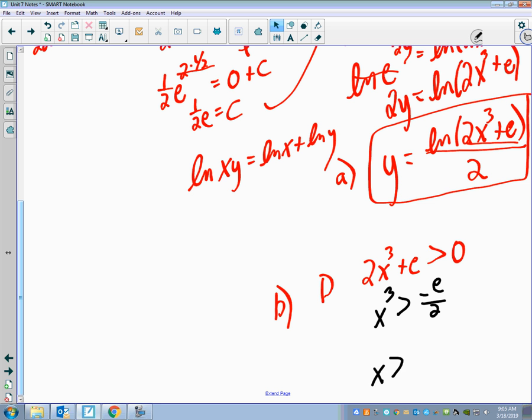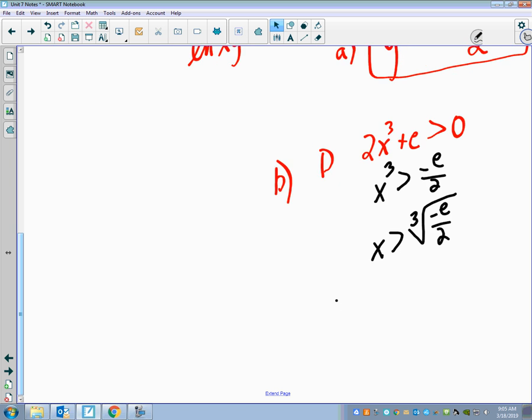Yeah. But it would just be the cube root of negative e over 2, which you can take the cube root of a negative number. And you could write your domain like this, or I would have written it like the domain is cube root of negative e over 2 to infinity.